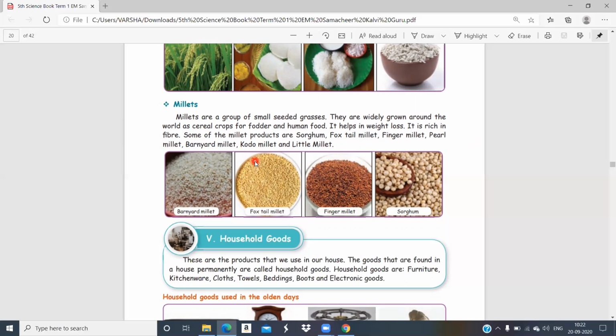Millet is very small and widely grown around the world. It also helps us in weight loss, and it is rich in fibers. Some products of the millets are sorghum, finger millet, foxtail millet, and barnyard millet. Many millets are there.